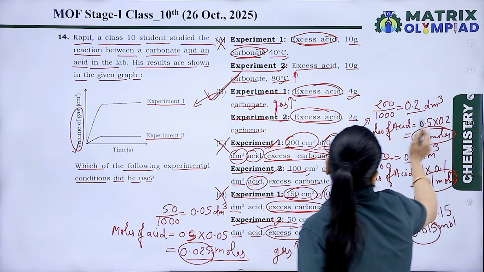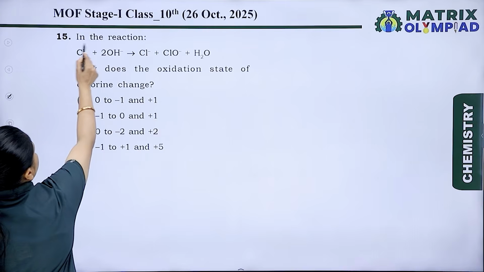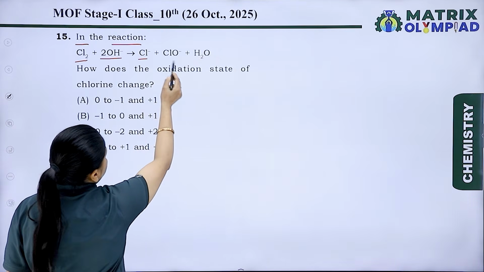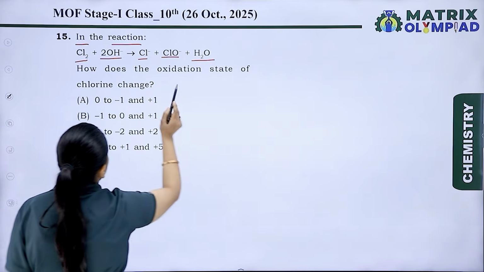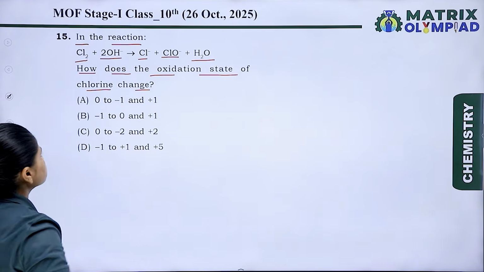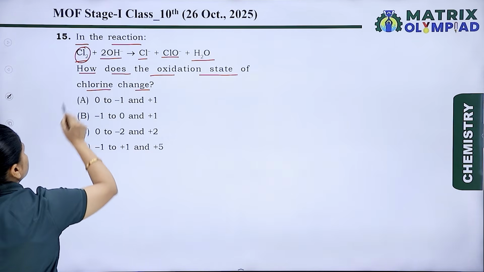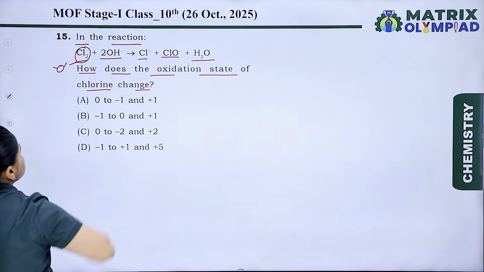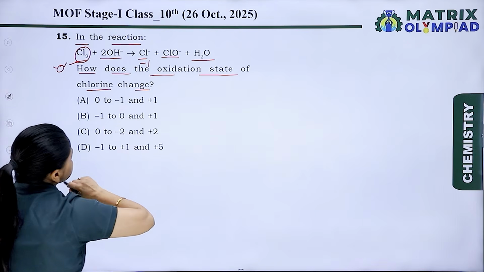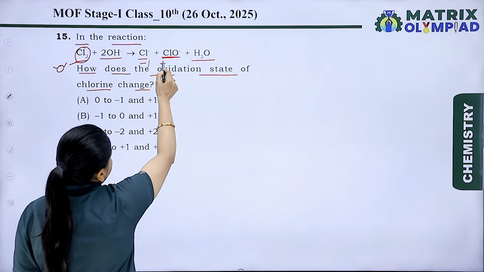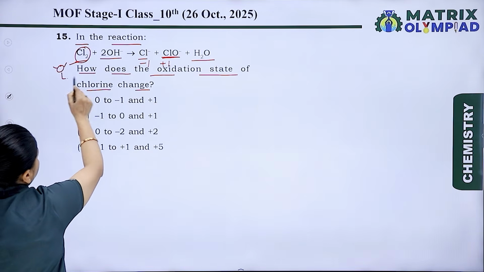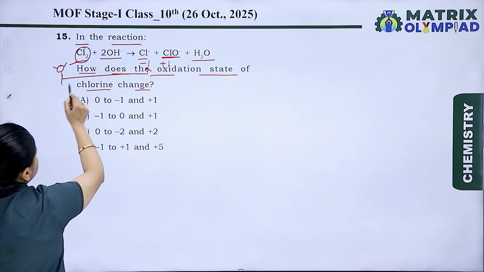Now the next question is, in the reaction Cl2 plus 2OH minus gives us Cl minus plus ClO minus plus H2O. How does the oxidation state of chlorine change? Let's discuss. As here Cl2 is in elemental form, so it has zero oxidation state, and in Cl minus it has -1, and in ClO minus it has +1. Now the oxidation state of chlorine will change 0 to -1 and 0 to +1.